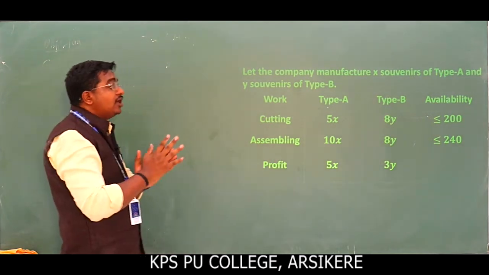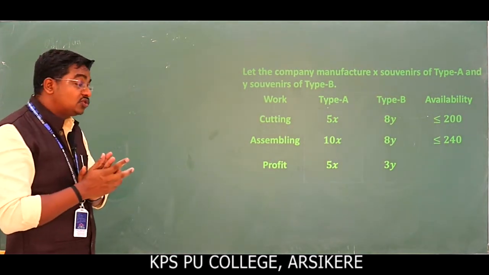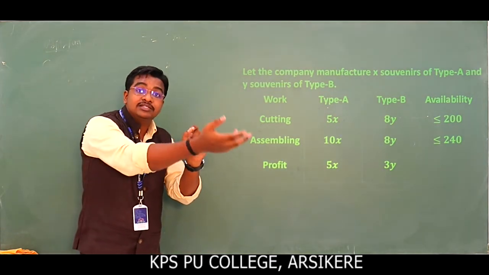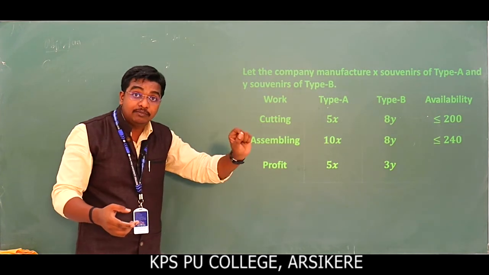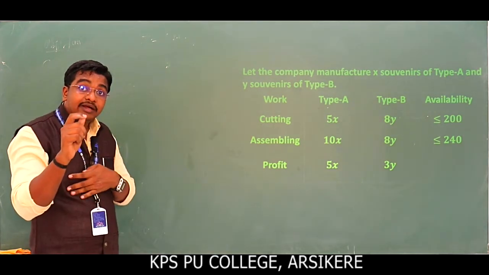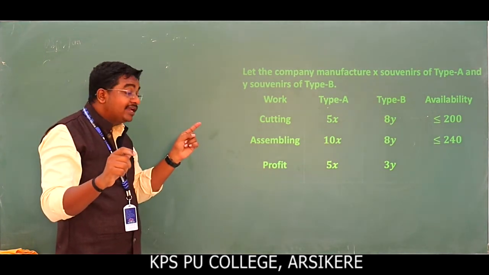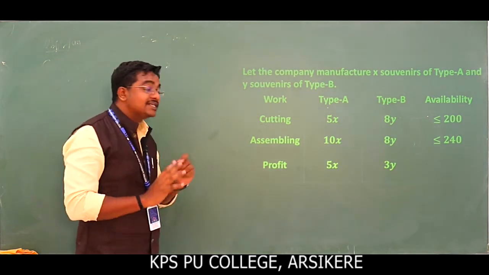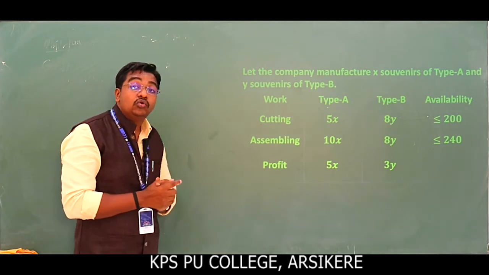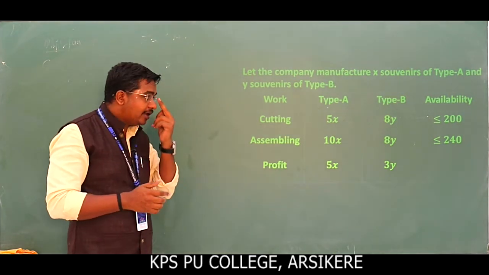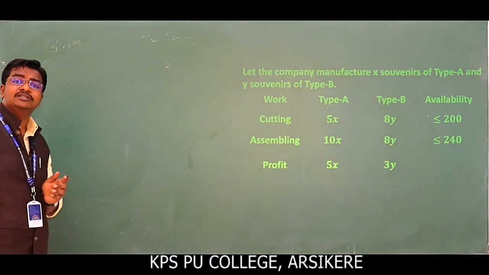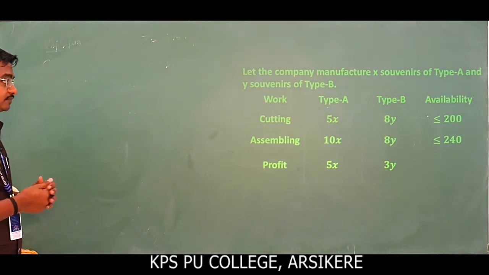First, we have 3 hours 20 minutes. 3 hours means 3 into 60, which is 180 minutes, plus an extra 20 minutes, that becomes 200 minutes. It means the total time required for cutting cannot exceed 200 minutes. Similarly, assembling cannot exceed 240 minutes. It means 4 hours is there, 4 hours multiplied by 60 minutes gives 240 minutes.